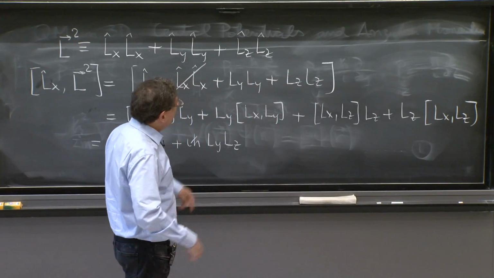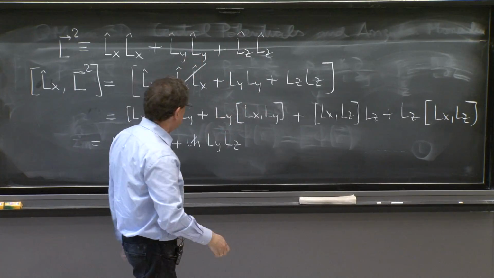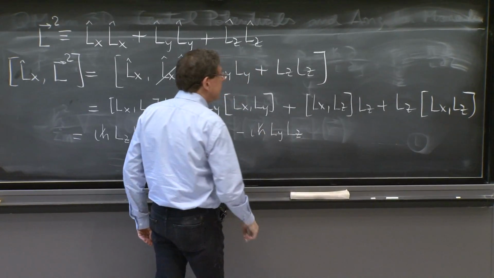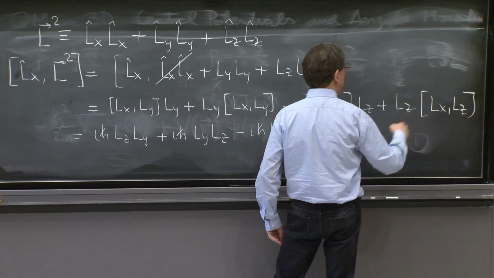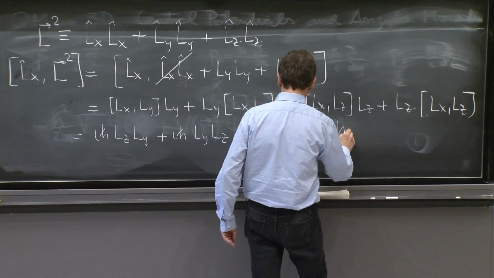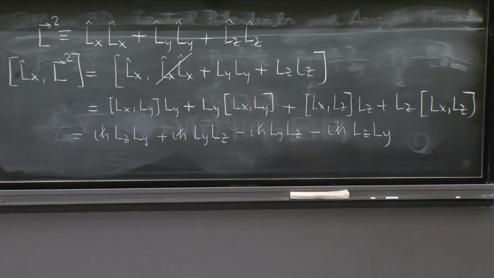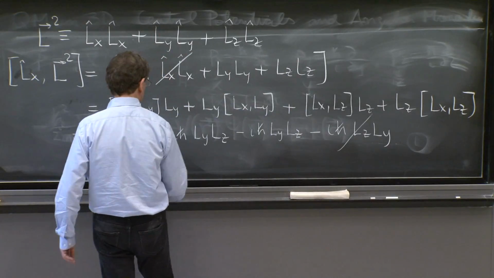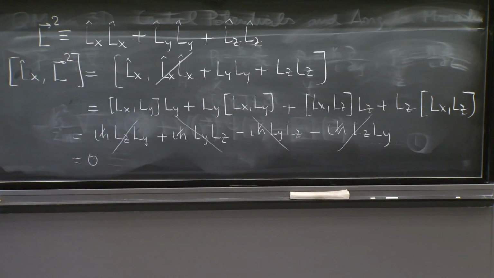Lx with Lz. Well, you should always think cyclically. Lz with Lx is iħ, so this would be minus iħ Ly, Lz. And this is again, Lz with Lx would have been iħ Ly, so this is minus iħ Lz, Ly, and it better cancel. Yes. This term cancels with the first, and this term cancels with this, and you get 0. That's an incredible relief.